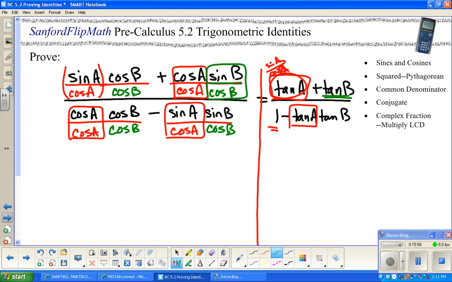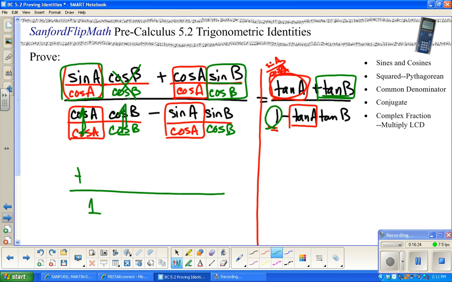Well, here's my tangent B. That matches. That's cool. Now, this one I had the tangent of A, and I really didn't want this there at all. And look, they cancel out. And then on the bottom, well, I wanted this thing to be 1. Well, this divided out to be 1, and now this divides out to be 1, so 1 times 1 is 1.